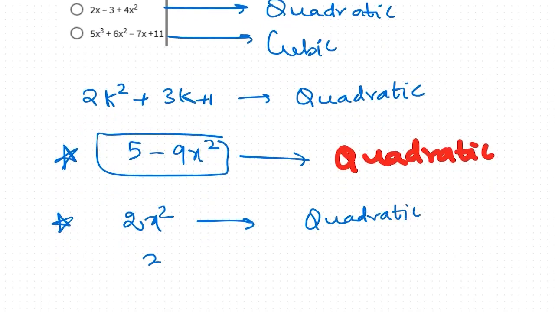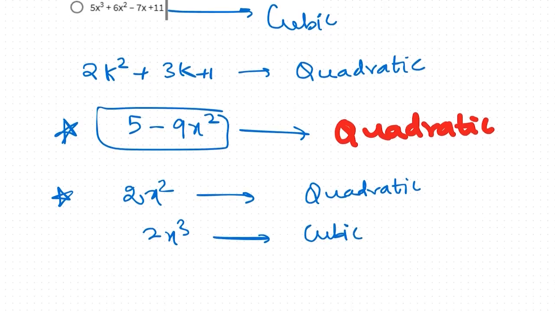What if I write 2x cube? This is cubic. Simple, right? What if I write 5x minus 6x square? This is quadratic. So we focus on the highest power of the variable x. It's not only about x, even if it is k, things like that.